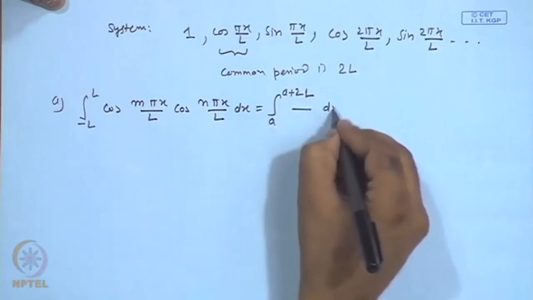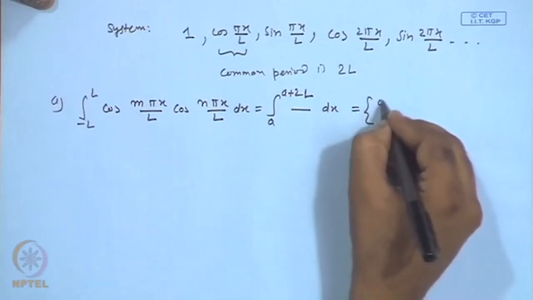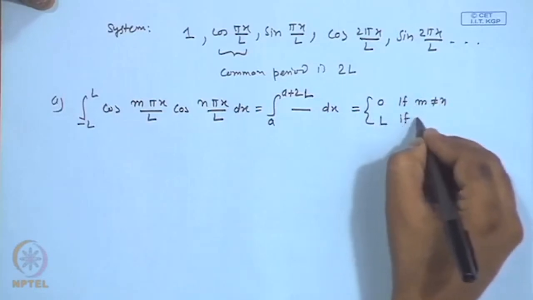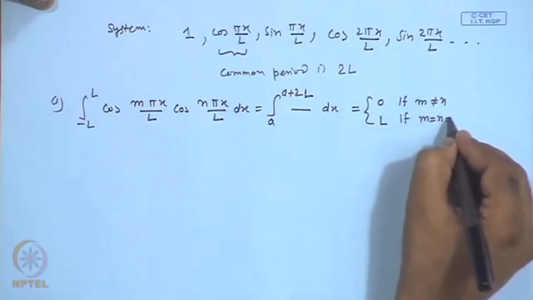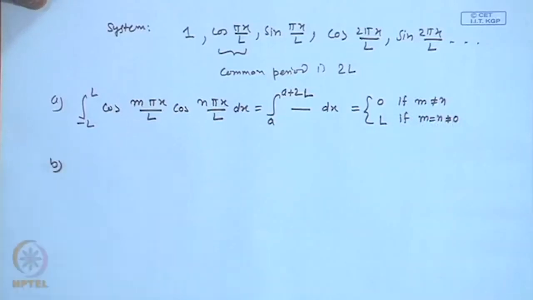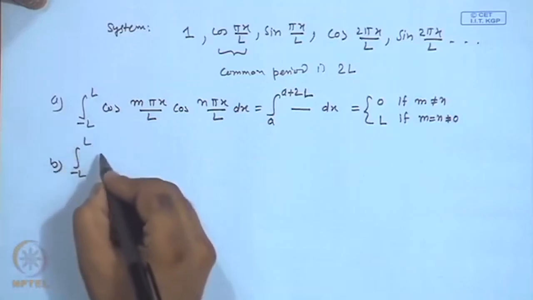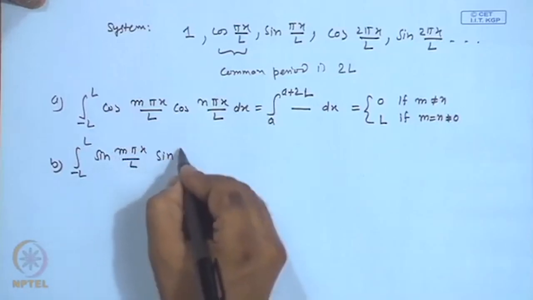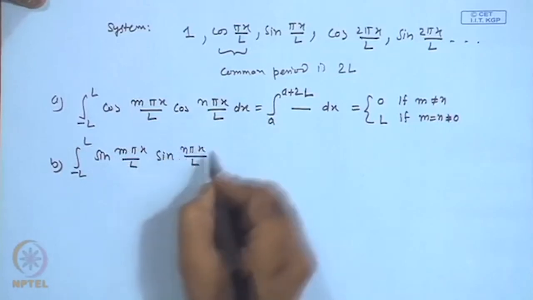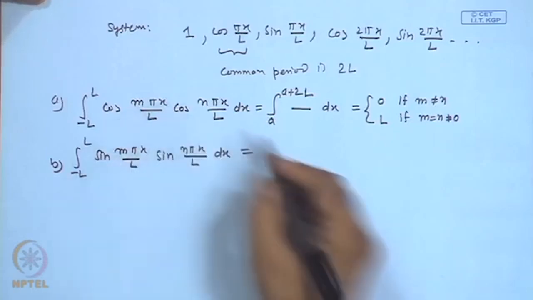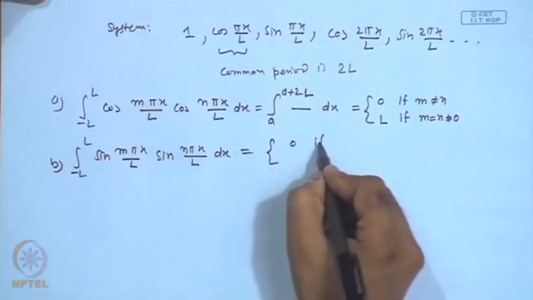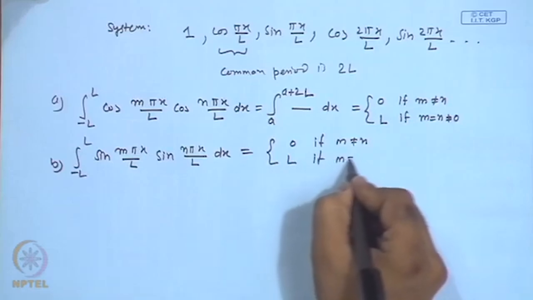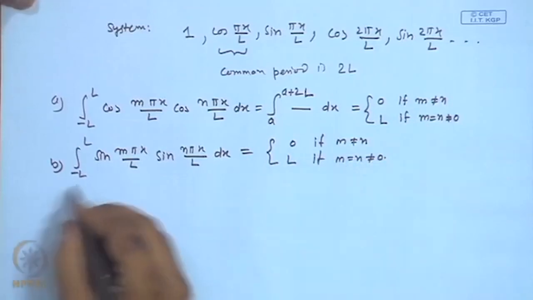2L, the same integrand, and this will be equal to 0 if m is not equal to n, and will give us L if m is equal to n and not equal to 0. Analogously, we have this second result: from minus L to L, sin m pi x over L and sin n pi x over L dx, or from a to a plus 2L we can integrate. So, it is 0 if m is not equal to n, otherwise it is L if m is equal to n and not equal to 0.